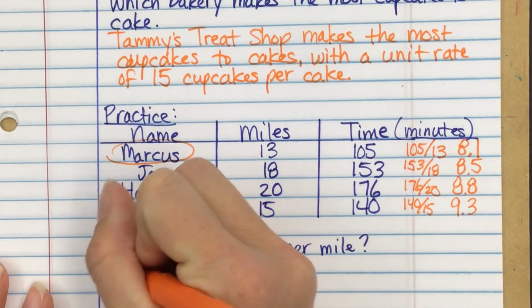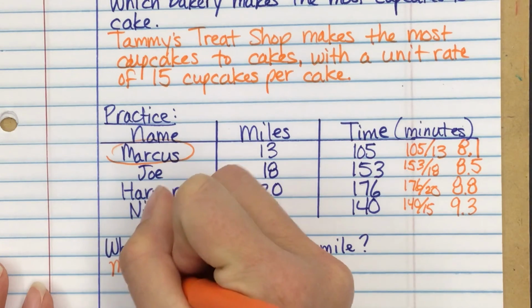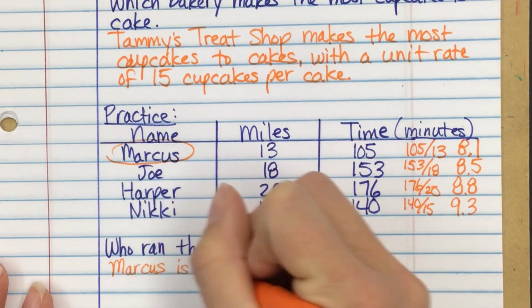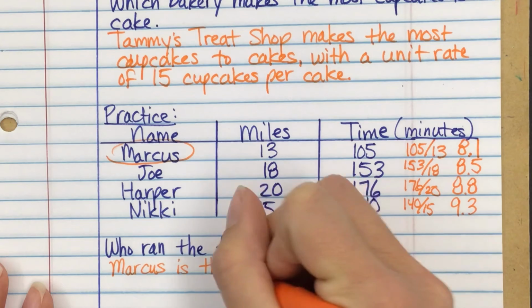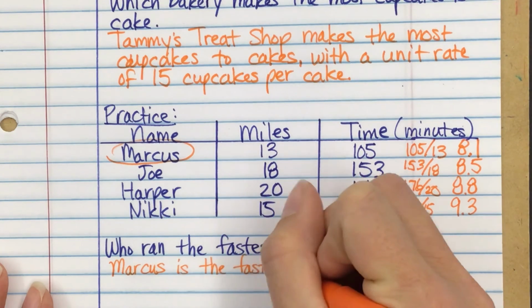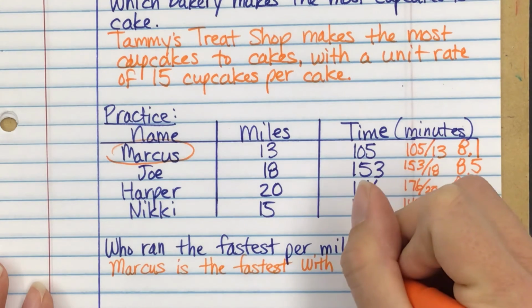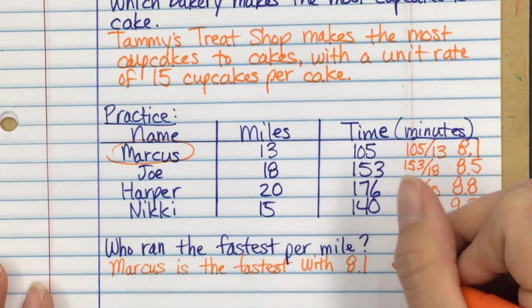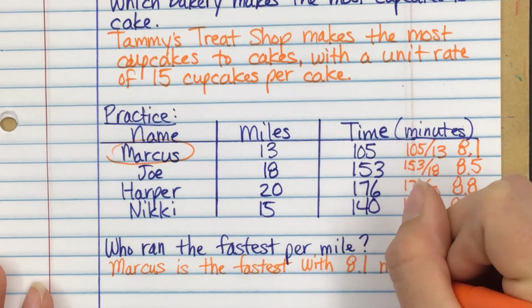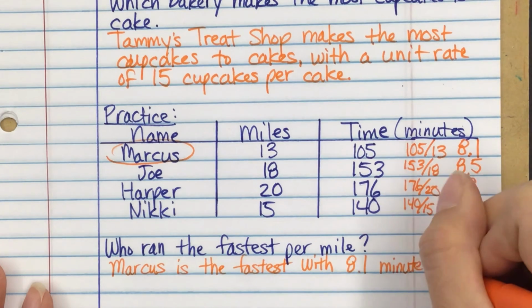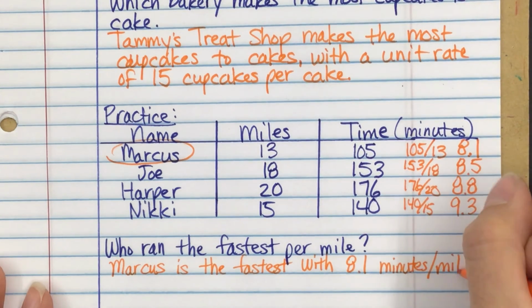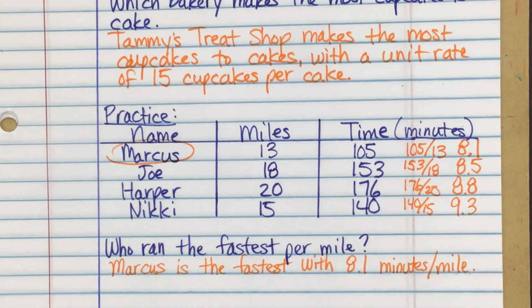So we can say Marcus is the fastest with 8.1 minutes per mile. Good.